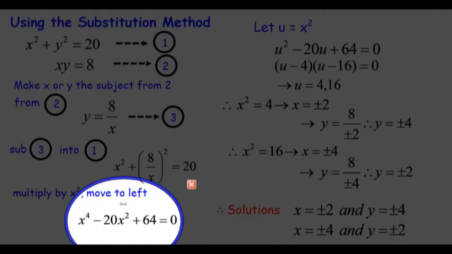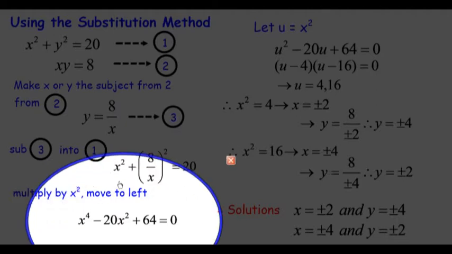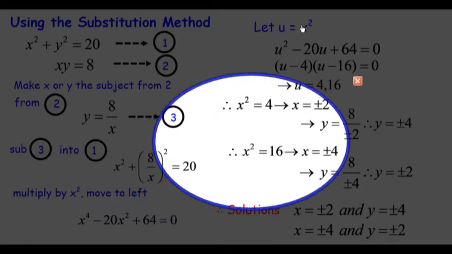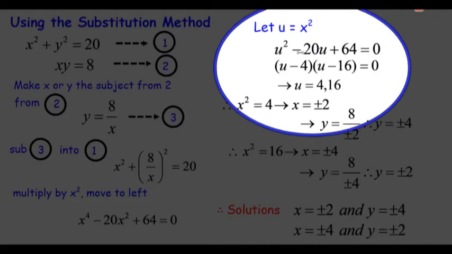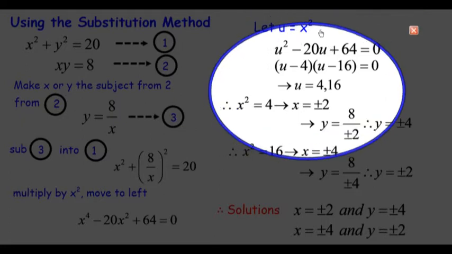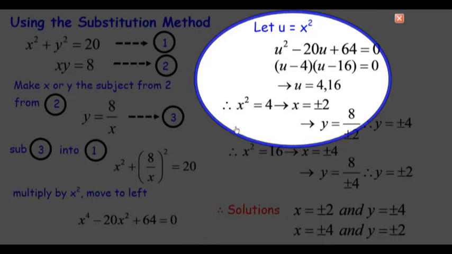Now, you might remember how we solve these is we have to do another substitution. We normally let u equal, in this case, x squared, because u squared is actually x to the 4th. So with x to the 4th minus 20x squared plus 64 equals 0, and a substitution of u equals x squared, we factor that. We can see here we get u is equal to 4 and 16. But remember u is x squared, so x squared is equal to 4 or 16.